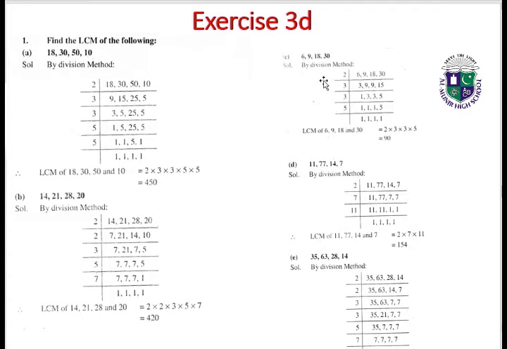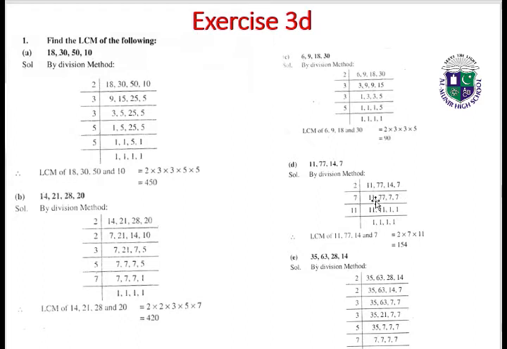Part C: 6, 9, 18, 30 by division method. Dividing by 2, 3, 3 and 5, we reach 1, 1, 1, 1. LCM of 6, 9, 18 and 30: 2 multiplied by 3, 3 2s are 6, 6 3s are 18, 18 5s are 90. 90 is your answer. Part D: 11, 77, 14 and 7 by division method.